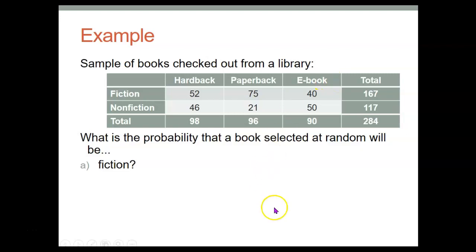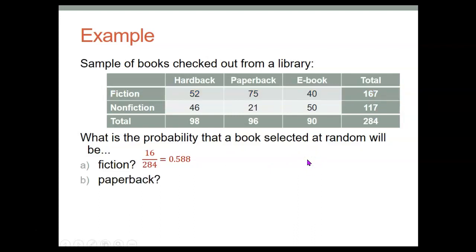So first question, what is the probability that a book selected at random will be fiction? So we take how many ways that could happen divided by the total number of possibilities. How many fiction? 167. How many in all? 284. So the probability that we would check out a book that was fiction would be 167 over 284. And if you divide, that comes out to be about 0.588.